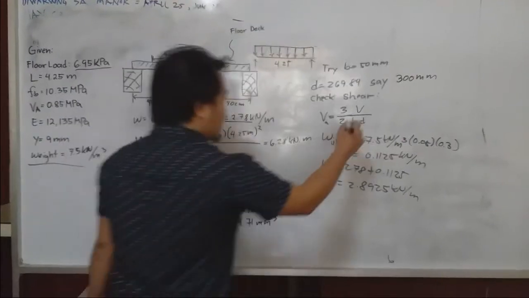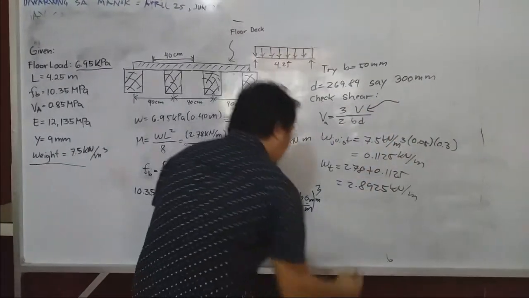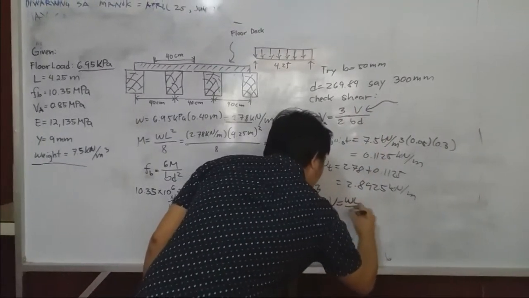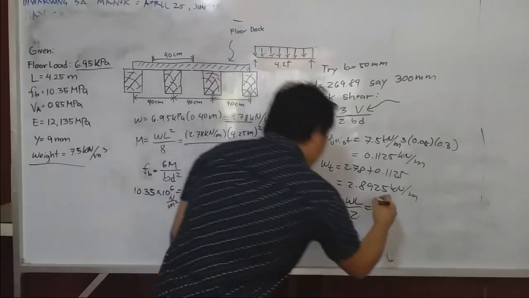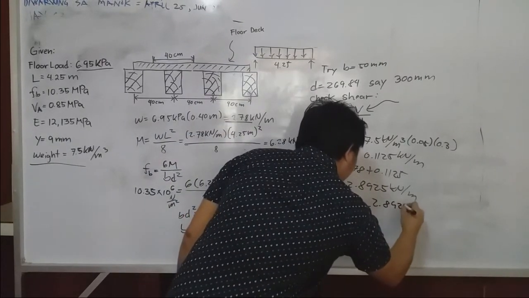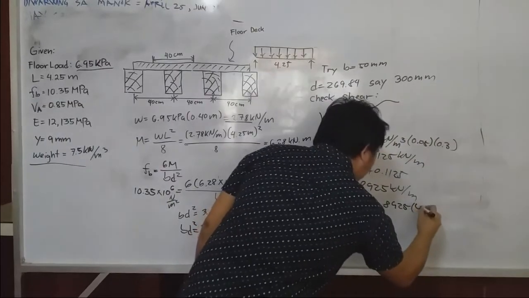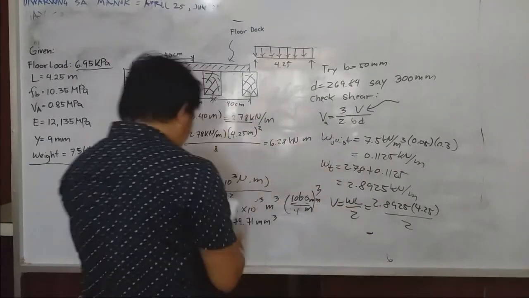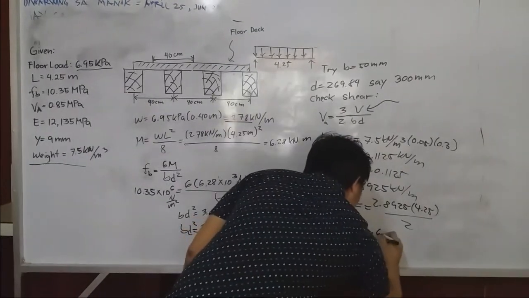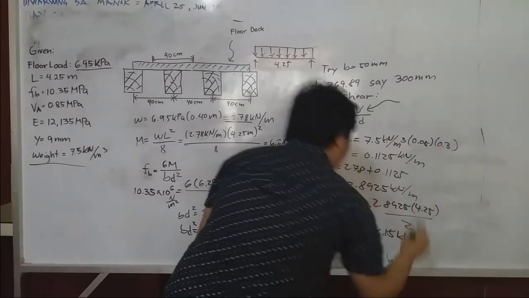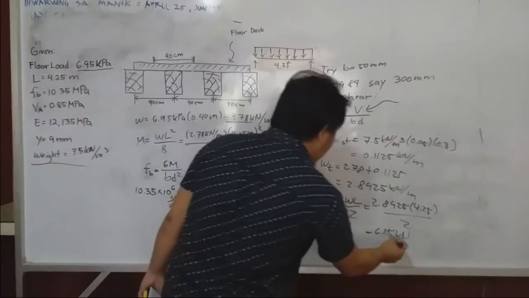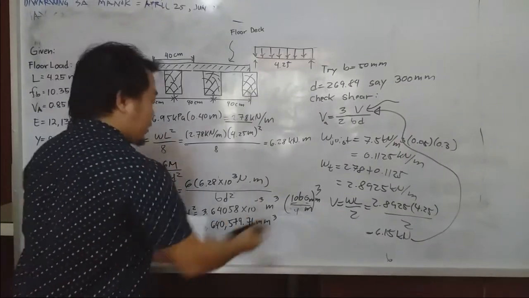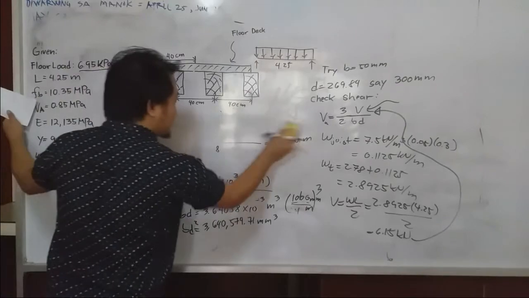So our objective is to calculate this V, which, for a uniformly distributed load, is just equal to WL over 2, in which W is 2.8925 multiplied by the length, 4.25, divided by 2. So you have a V of 6.15 kilonewton. Okay? So substitute this in there. I will erase this part because we are limited in space.